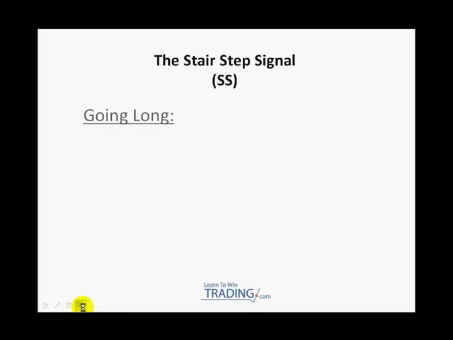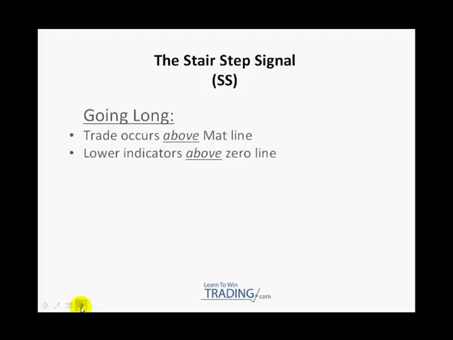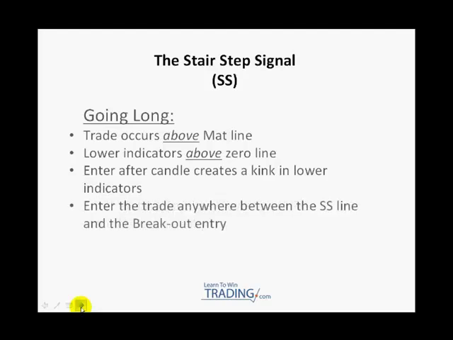Okay, first of all, the stair step signal, if we're going long, what we're looking for is, first of all, the trade to occur above the mat line. This is an indication of a positive trend happening. It's just one of the things we're looking for, a positive trend that will continue going our way. Next, we're looking for the lower indicators to be above the zero line. We want to enter this trade after the candle that creates the kink in the lower indicators. Enter the trade anywhere between the stair step and the breakout line.